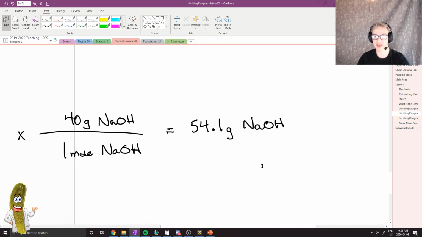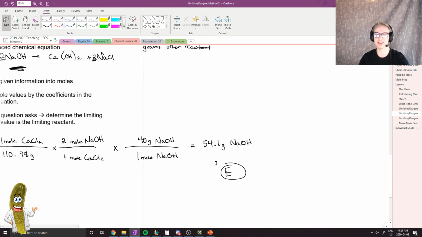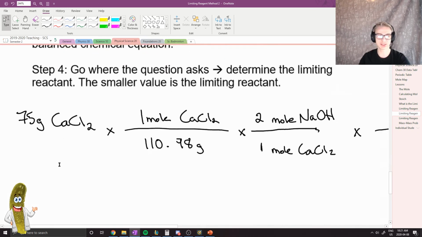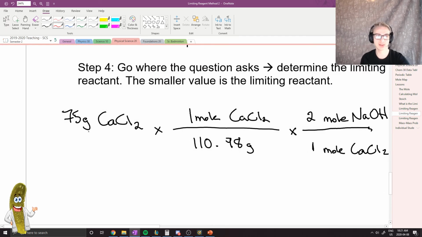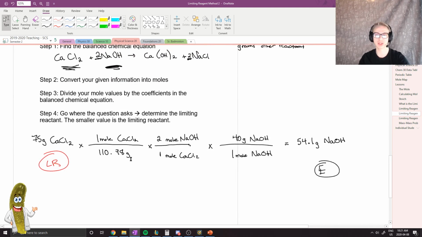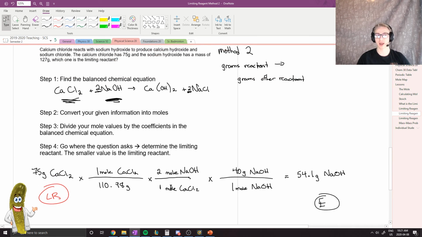So what I would say then is I would put a big old capital E below this, and I would circle it because that tells me that that is an excess. And then near the CaCl2, I would say that this then is my limiting reagent, because in order to have this reaction happen, I would use all 75 grams of CaCl2, but I would only use 54.1 grams of sodium hydroxide, even though I have 127 grams of them.